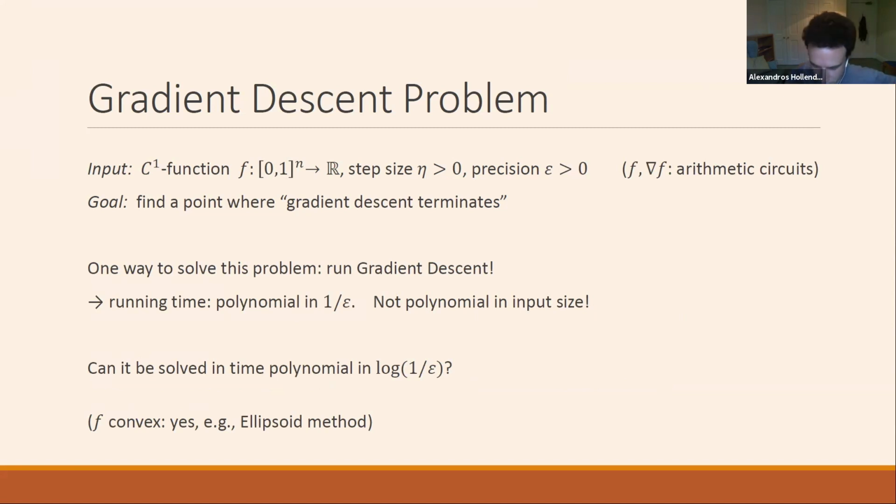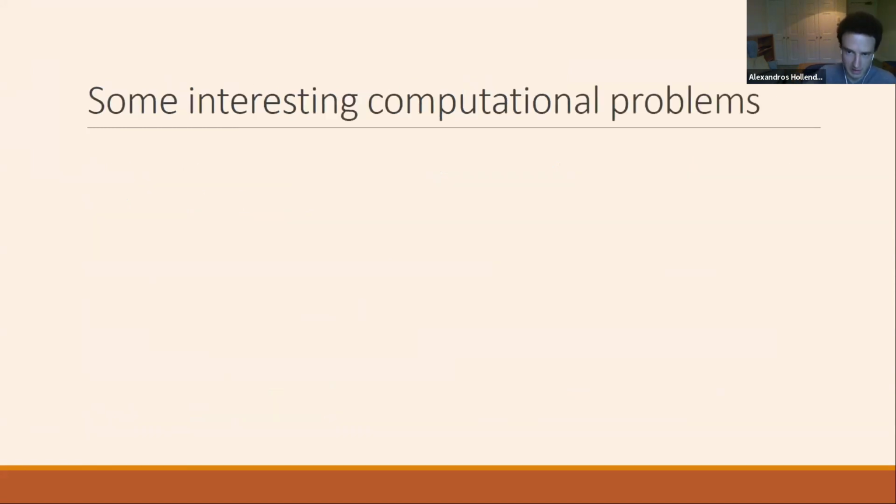Okay, then next I'm going to introduce the classes of interest in order to study this problem. And I'll start by just listing some interesting natural computational problems that have something in common with our gradient descent problem that we want to study. So the first one is the problem Nash. I give you a bimatrix game, and you have to compute a mixed Nash equilibrium of that game.